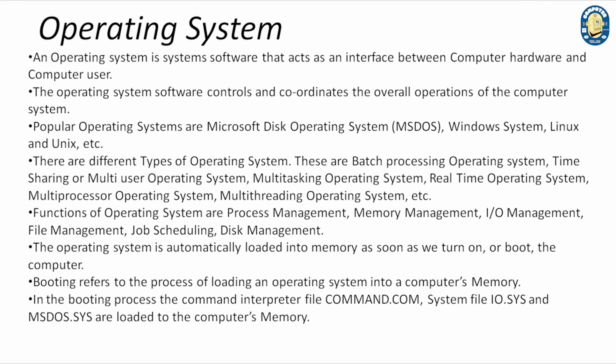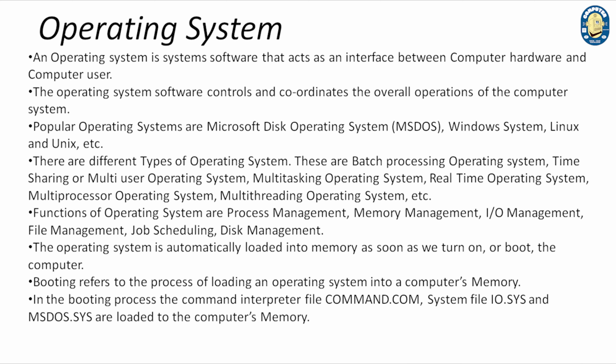Operating system. An operating system is system software that acts as an interface between computer hardware and computer user. The operating system software controls and coordinates the overall operations of the computer system. Popular operating systems are Microsoft Disk Operating System, Windows System, Linux and Unix, etc.